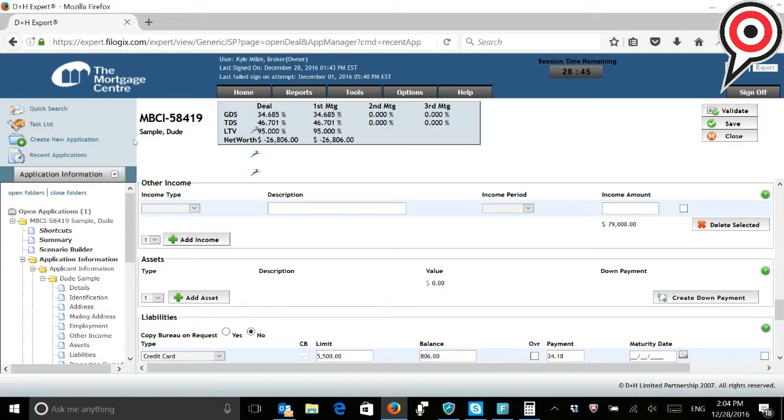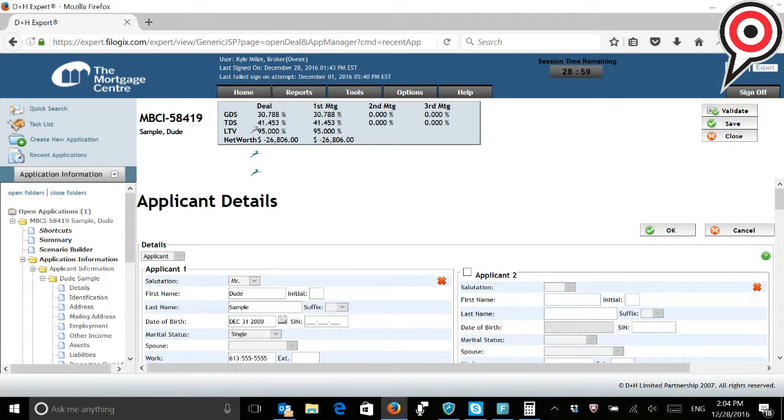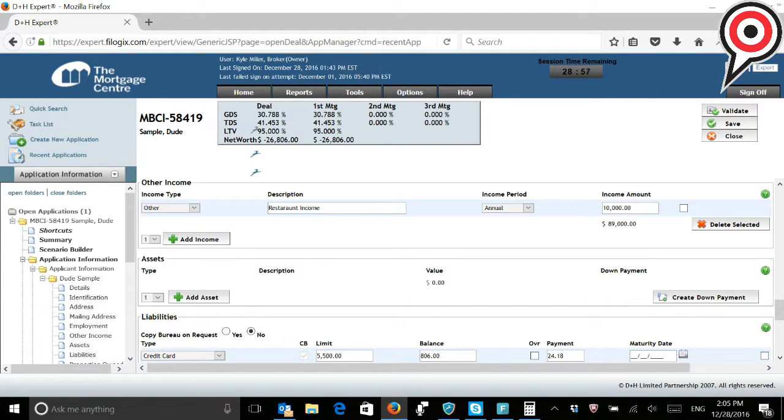So let's say we're going to use this guy's girlfriend's income, other restaurant income. And that's on an annual basis. Let's say it's just another 10 grand. Hit save. So remember what we're doing here. We've got a $350,000 house. We've got all the debts in play, but we're just looking at how much more impact income makes. And just like that, boom, $10,000.